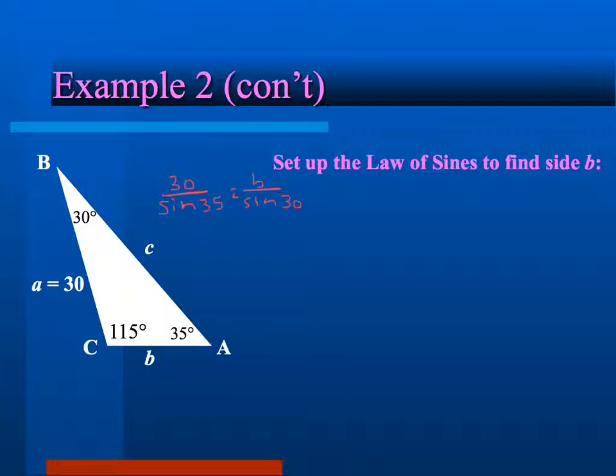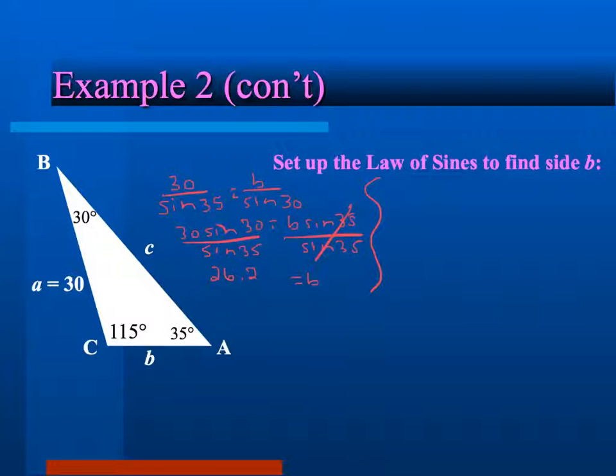And then I'm going to cross multiply and get b all by itself. And let's see what b equals. And it's about 26.2. And I don't know if I have a unit on this. I wasn't paying attention.